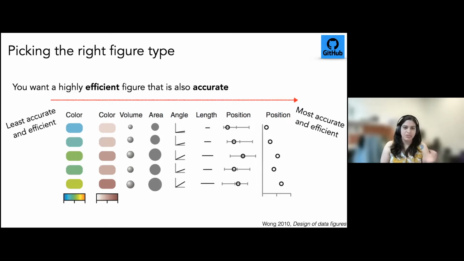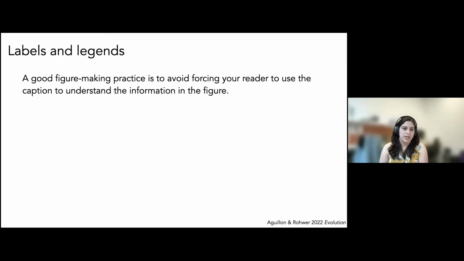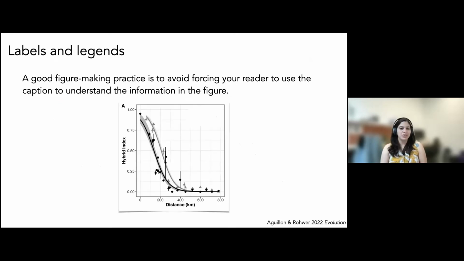Okay, so I was thinking about figures, we've talked about grouping. The last thing for clarity is thinking about labels and legends. I think this is really important. A good practice is to try to avoid forcing your reader to look at the caption to understand what is happening in a figure. If I show you this figure, it's very common for us to put axis labels, to tell you what the y and the x-axis mean. But you should also try to put a legend in the figure itself.